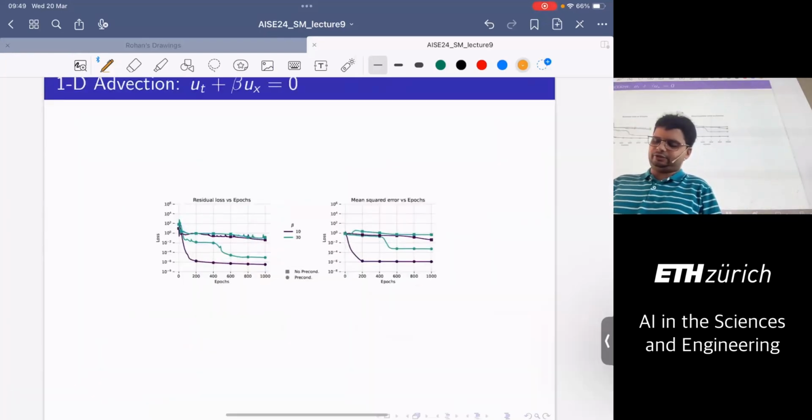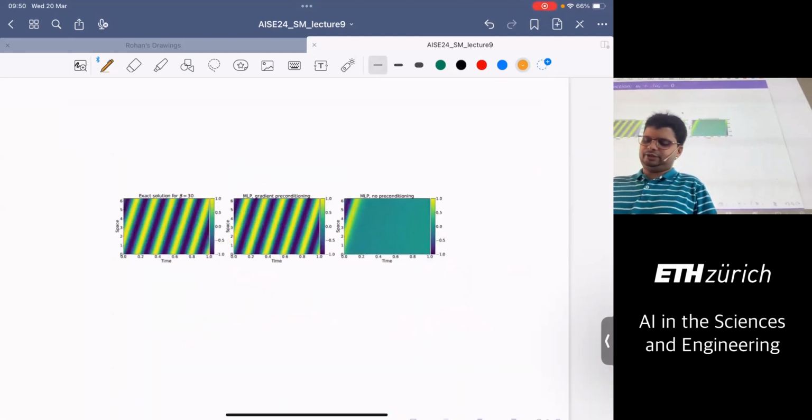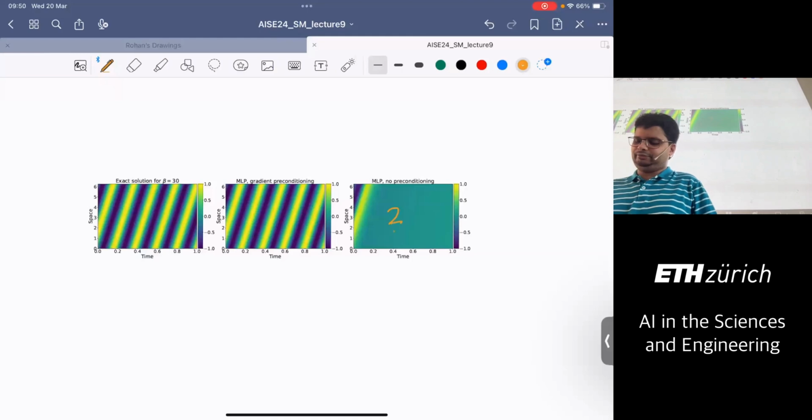The same thing works also for neural networks, again the same story. If you take beta 30 or 10, the loss simply doesn't go down. It's of the order of 1. Whereas if you precondition it, then you start seeing that this goes down. Within 200 epochs, it's already at 10 to the power minus 6, which is quite good. And you see the same here. So this was without any preconditioning, right? Doesn't work except in the very beginning. And with preconditioning, it works very, very well.